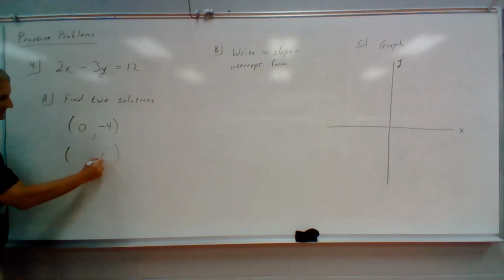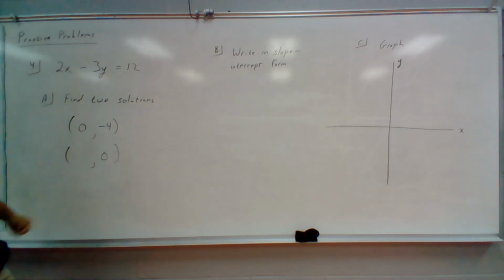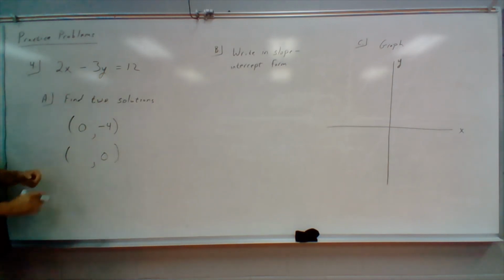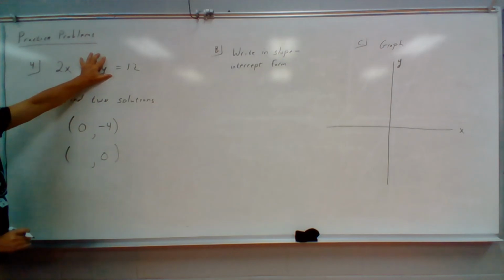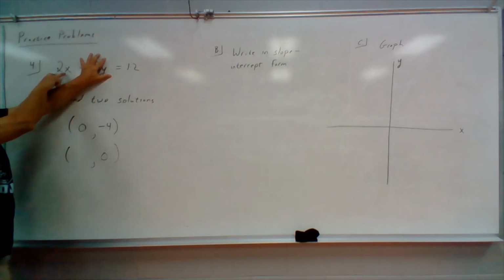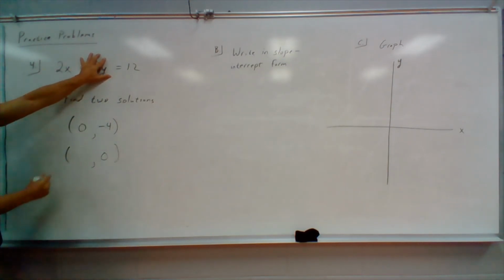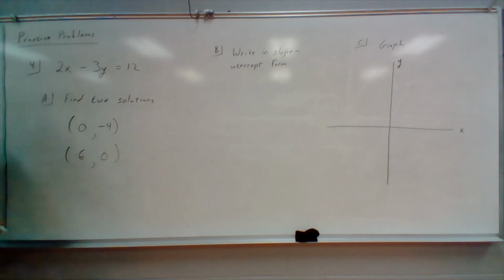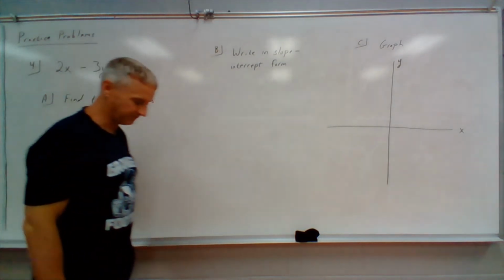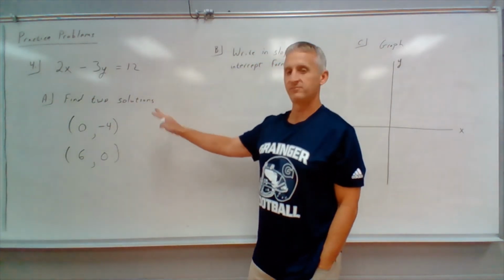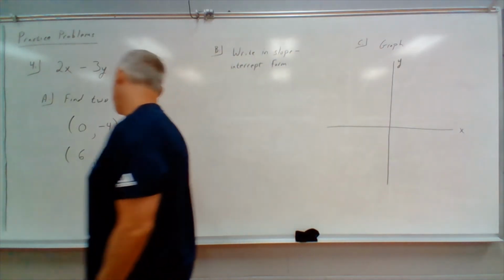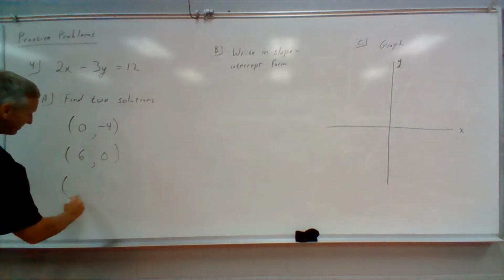Let's plug in a 0 for my y this time. So if I put a 0 for y, this term will be gone, and I'll have 2x equals 12, so x would have to be 6. So if I plug in a 6 for my x and a 0 for my y, I get a true statement. So those are two solutions. We've done what we were told. Let's just for fun, let's try to find another one.